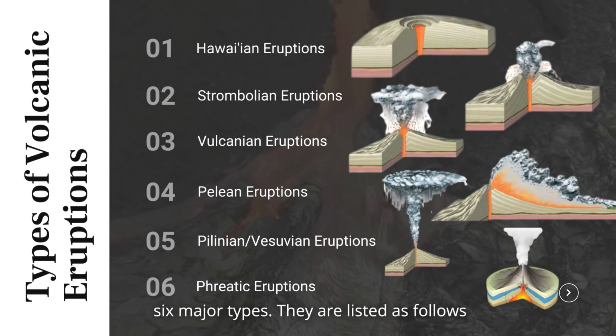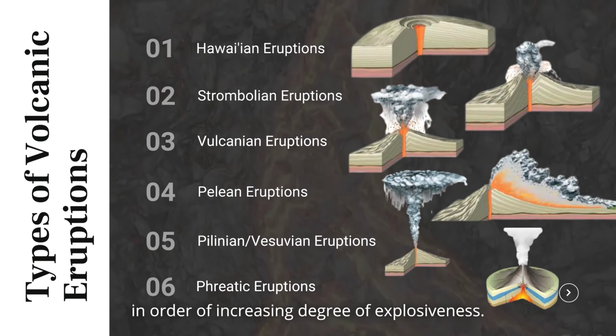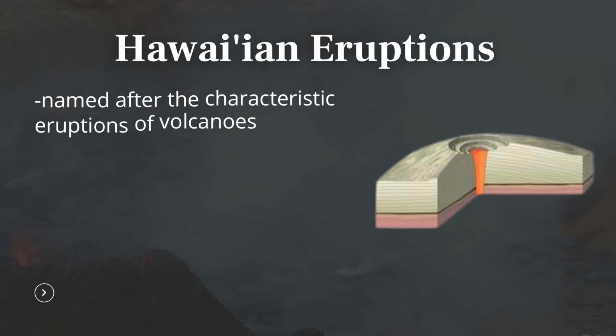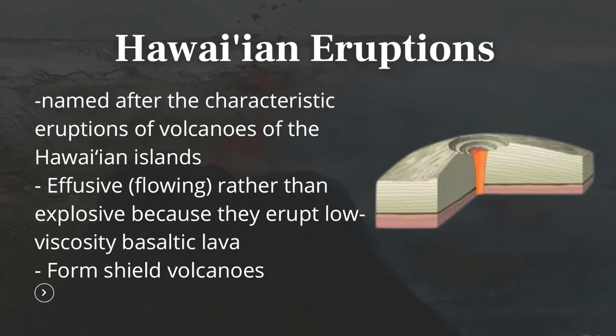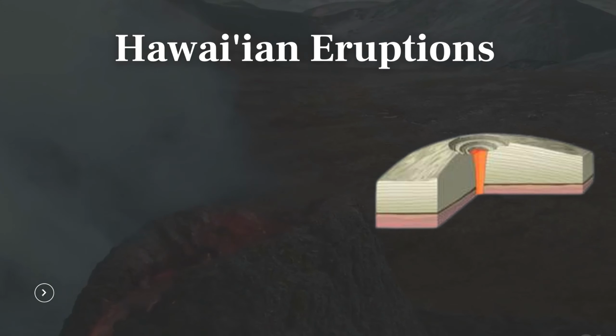They are listed as follows in order of increasing degree of explosiveness. Hawaiian eruptions are named after the characteristic eruptions of volcanoes of the Hawaiian Islands. Hawaiian eruptions are effusive rather than explosive because they erupt low viscosity basaltic lava. Therefore, Hawaiian eruptions form shield volcanoes.